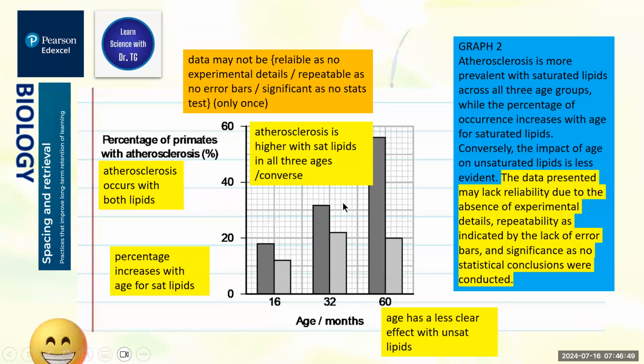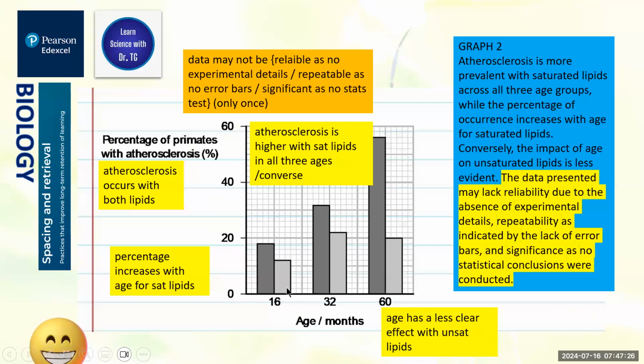Again, like the previous format, not only the 32, 60, and 16. Now, if you look at the 16, 32, 60, you can see all bar graphs, they are higher. That's what we see. Atherosclerosis is higher with saturated lipids in all three ages. This one, percentage increase with age for saturated lipid. So saturated lipid increases. So atherosclerosis occurs in both groups. Age has a less clear effect with the unsaturated lipid.